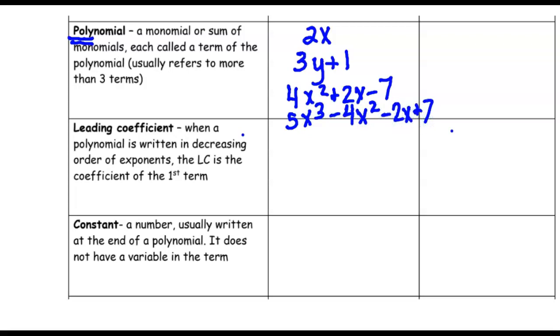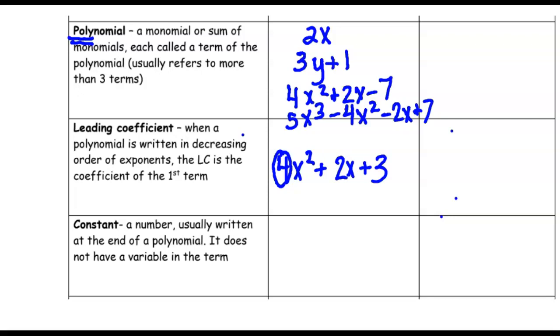Okay? The leading coefficient, when a polynomial is written in decreasing order of exponents, is the coefficient of the first term. So if I wrote the example 4x squared plus 2x plus 3, the leading coefficient would be the number 4. Okay, it's the coefficient of the first term when the terms are listed in decreasing order of exponents.